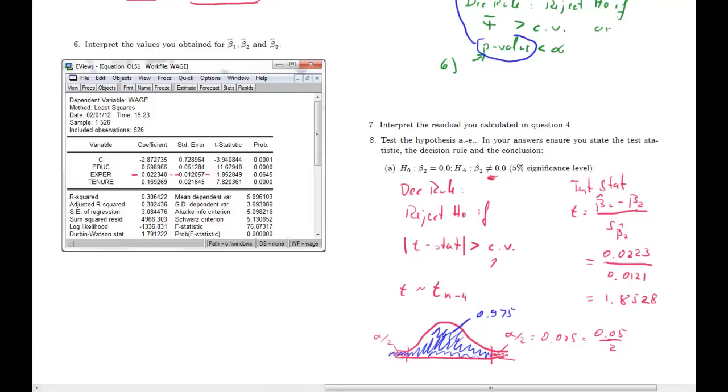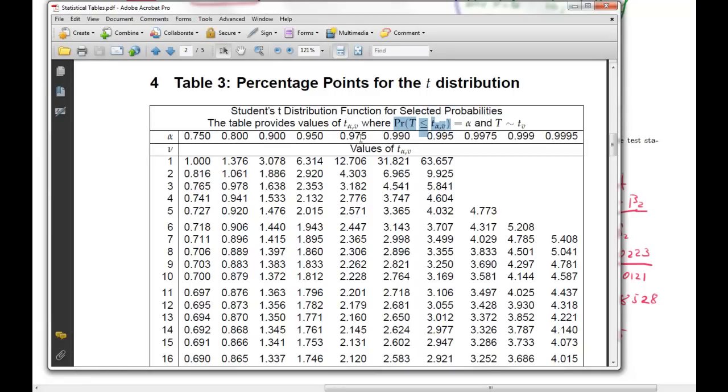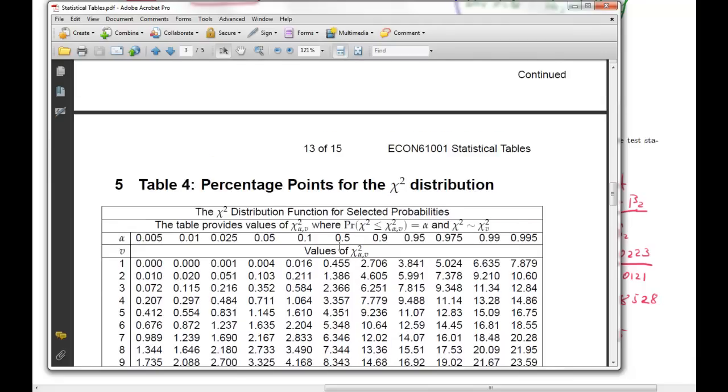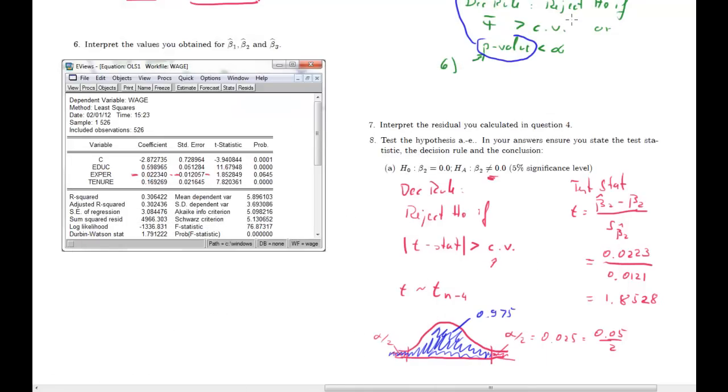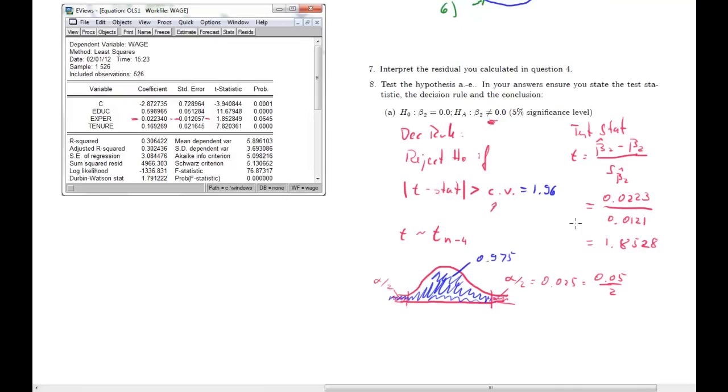So in this table we will now have to look for 0.975, that's this column, the 1, 2, 3, 4, 5th column. Go to the bottom, 5th column in the last row, 1.96, that of course we know from the normal distribution. Because with that many degrees of freedom, the t-distribution is equal to the normal distribution. So now we are in a position to make a decision. Our t-test, 1.85, the absolute value is still 1.85, is not larger than the critical value. Therefore, we do not reject H0.